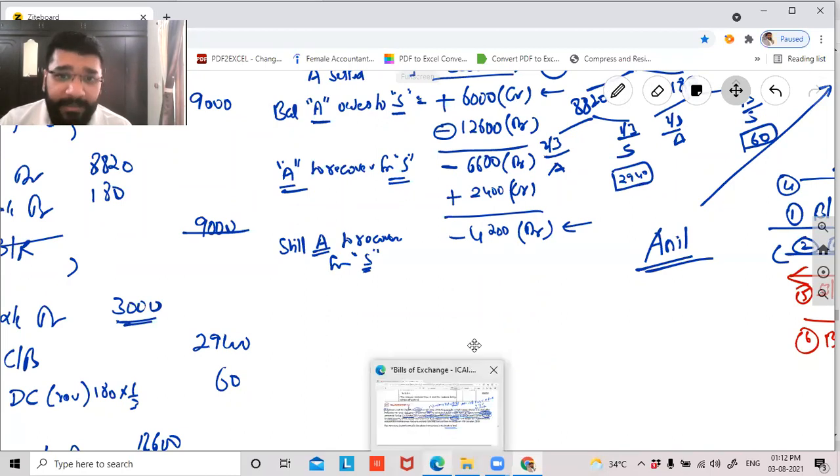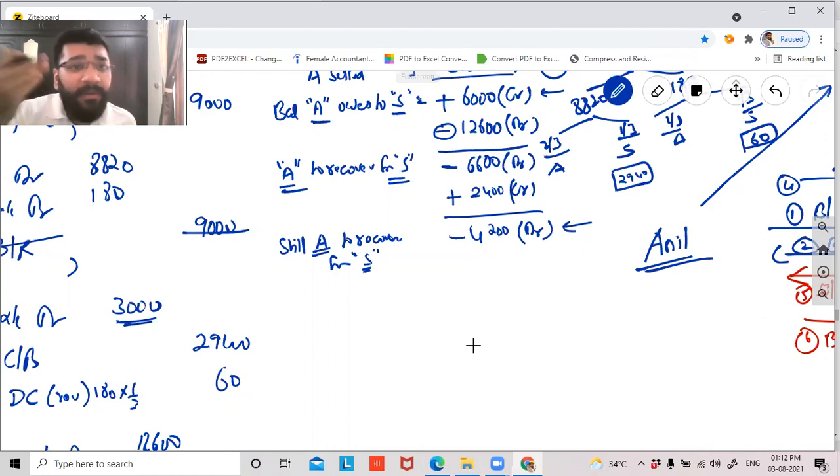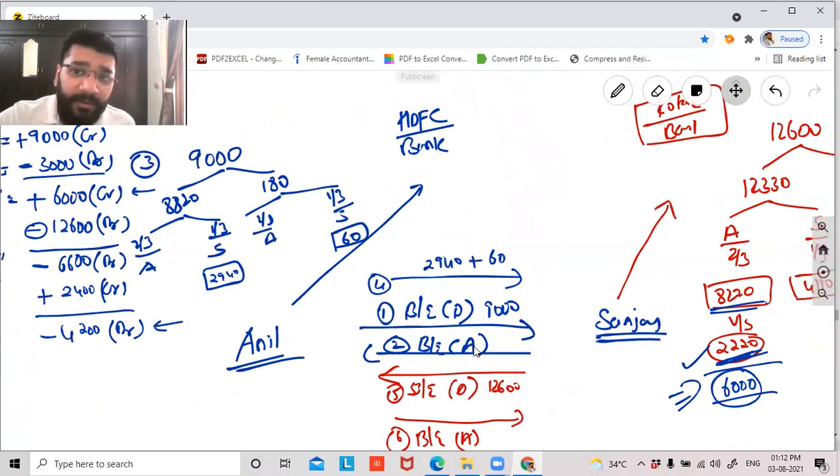Now what happens, guys? On the due date, technically, Sanjay is supposed to pay this 4,200 to A. And what will A do? A will pay the 12,600 to which bank? Kotak Bank. Guys, Sanjay got this bill discounted from Kotak Bank.